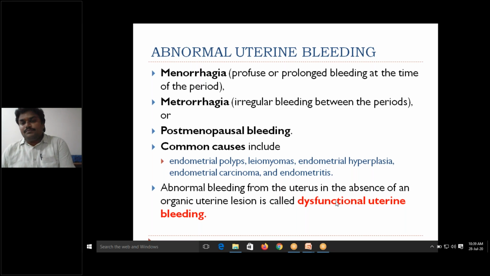So what is meant by dysfunctional uterine bleeding? What is the difference between abnormal uterine bleeding and dysfunctional uterine bleeding? If you are not able to find an organic uterine lesion like polyp, fibroid, or hyperplasia, but the patient complains of abnormal uterine bleeding, then it is called dysfunctional uterine bleeding. It's abnormal bleeding from the uterus in the absence of any organic lesion. I'm just reading for your sake.